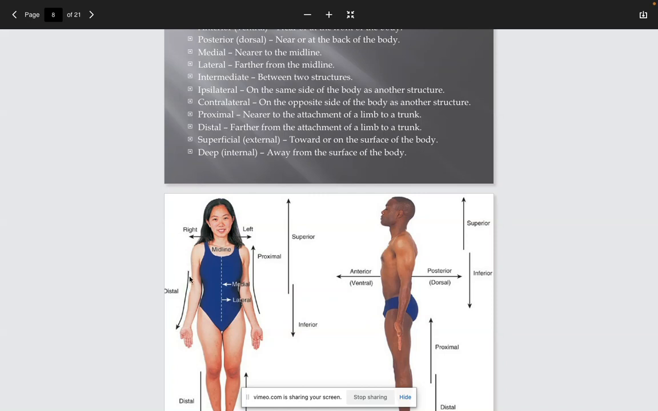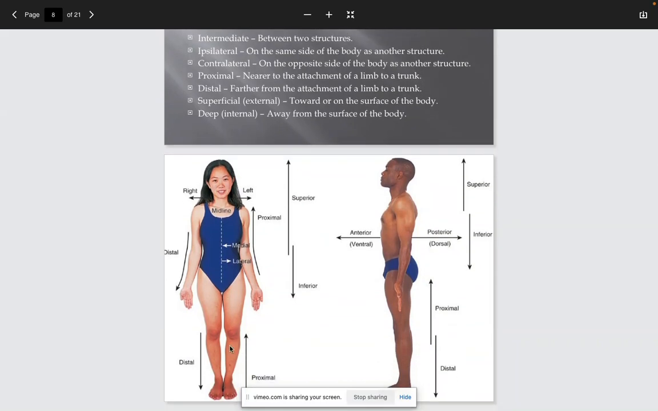Proximal means near the attachment of the limb to the trunk. So on the proximal aspect of the forearm. So we've got the forearm here. Proximal means up here. Distal means away. Let's say we're talking about the leg. So on the proximal portion of the leg versus the distal aspect of the leg. Proximal means up here near the attachment of the limb. Distal means away from the attachment of the limb.